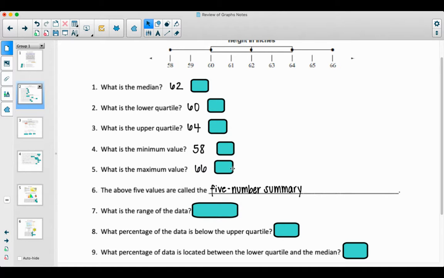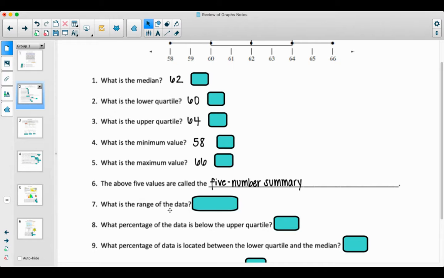That would be 66. We didn't really talk about it too much and we don't need to know, but the above 5 values are called the 5-number summary. What is the range of the data? So remember, the range means you take the max minus the min. So if we did 66 minus 58, we would get a range of 8.